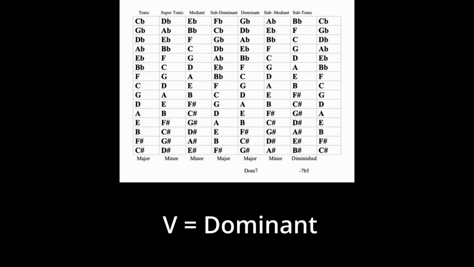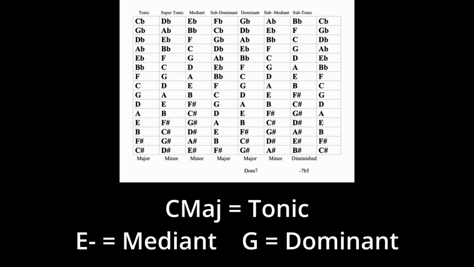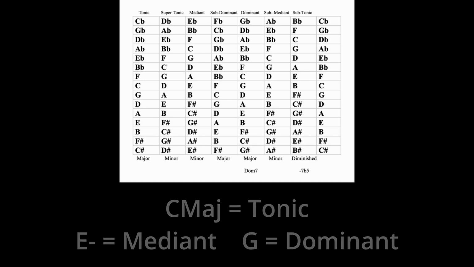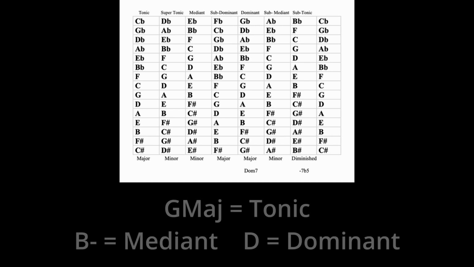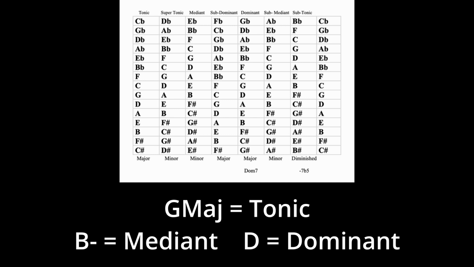The remaining interval of the chord is the fifth. The name for the fifth chord degree in a key is referred to as the dominant chord. In the key of C, C major is the tonic chord, E minor is the median chord, and G is the dominant chord. In the key of B, B major is the tonic chord, D sharp minor is the median chord, and F sharp is the dominant chord. In the key of G, G major is the tonic chord, B minor is the median chord, and D major is the dominant chord.